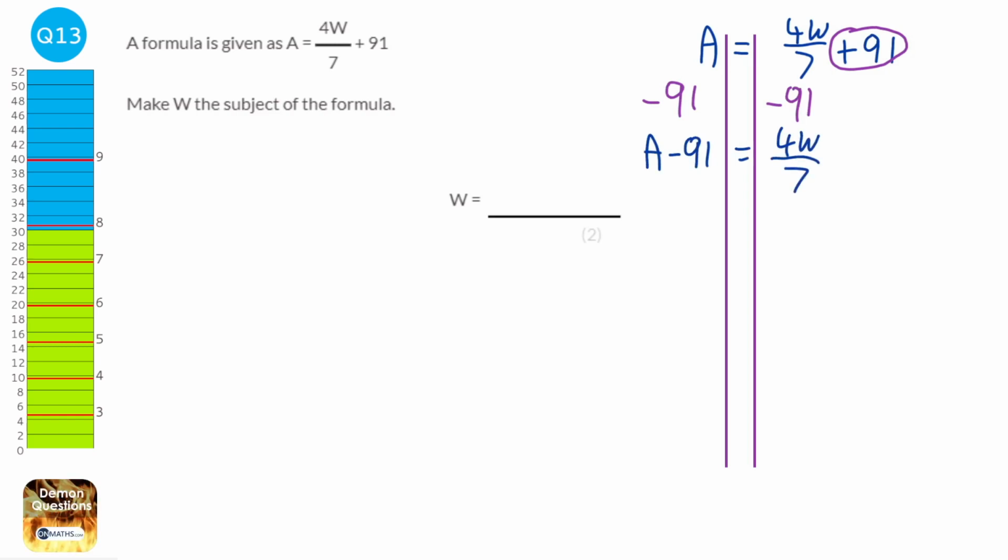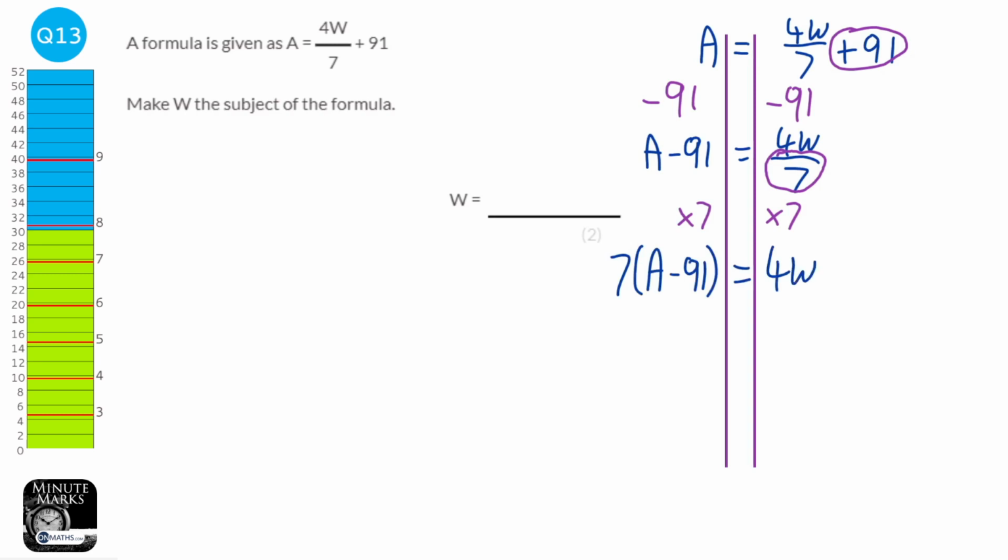Next, we've got this 4w that's trapped in this fraction. So we've got to get rid of this fraction here, that is over 7 or divided by 7. How do we get rid of that? Well, we times both sides by 7, because the inverse of divide is times. So we're going to end up with 7 times a minus 91, so it's timesing the whole thing, equals 4w.